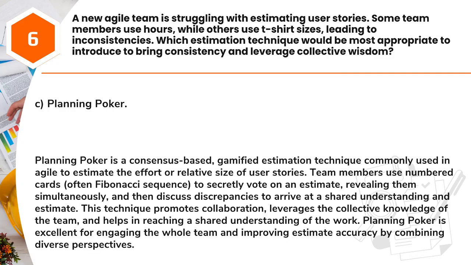Answer: C. Planning poker. Planning poker is a consensus-based, gamified estimation technique commonly used in Agile to estimate the effort or relative size of user stories. Team members use numbered cards, often Fibonacci sequence, to secretly vote on an estimate, revealing them simultaneously, and then discuss discrepancies to arrive at a shared understanding and estimate.